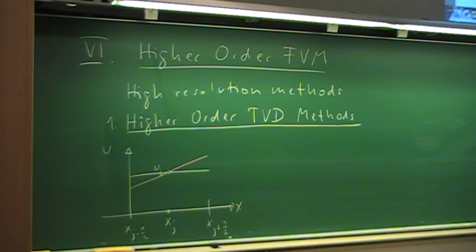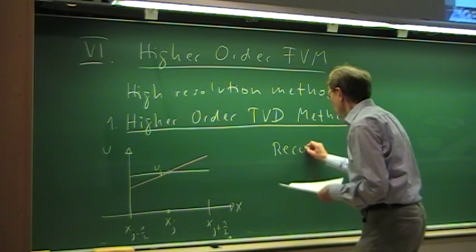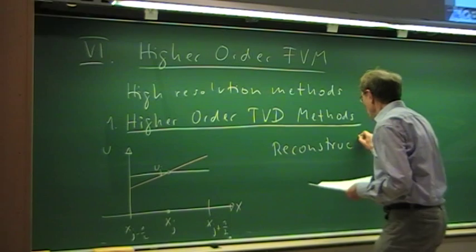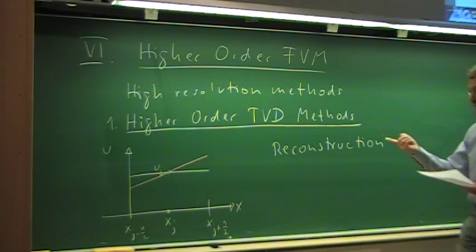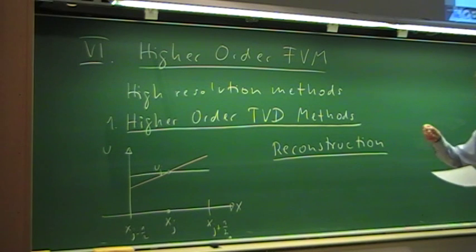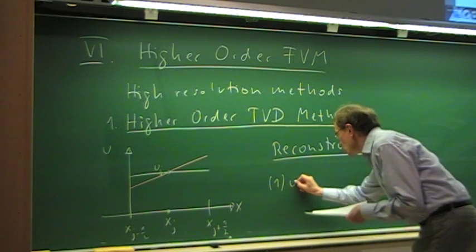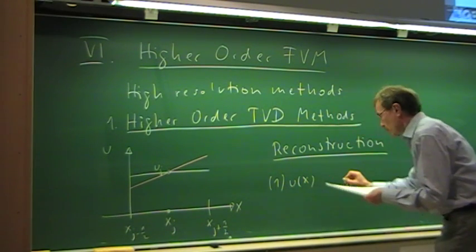And so in that case, we call this reconstruction. From the mean values, and actually you'll see we need more than just the one, we get how the function looks like in the cell. So from the cell average, we get how the function looks like. And then our goal is to have a linear distribution.